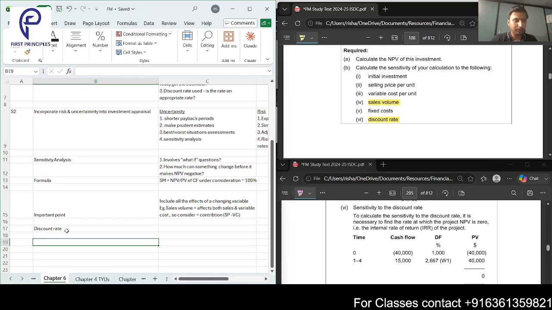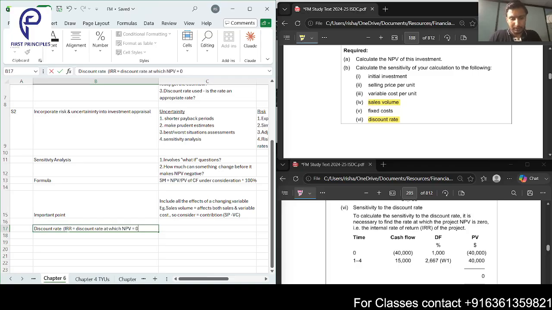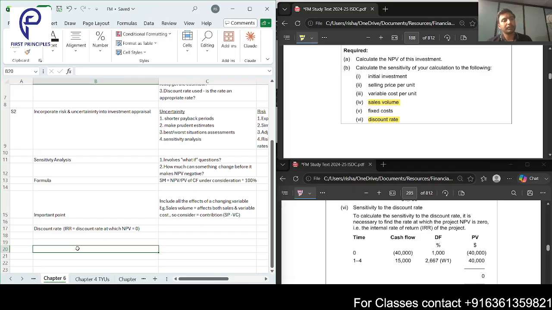For the discount rate, what we have to do is calculate the IRR. Right? And what is IRR? It is the discount rate at which NPV is zero. That is the IRR. It's the discount rate at which NPV is zero.